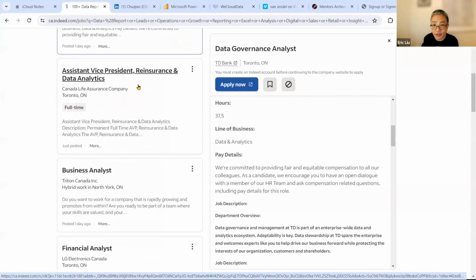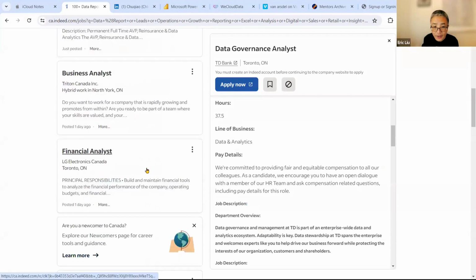Okay, so let's go back to the job market and insurance. So this is an AVP. Let's pass that. LG Electronics, financial analyst. It's interesting. We have a few analyst opportunities, openings in finance department today.